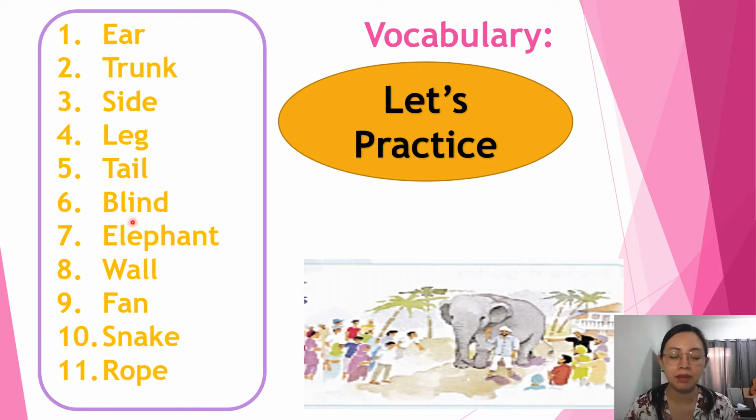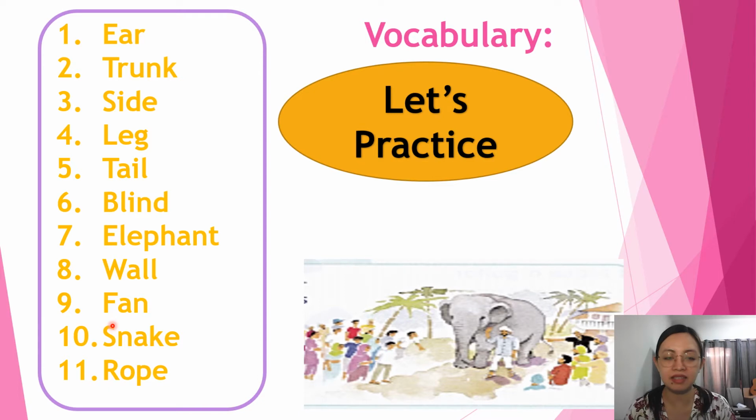Next word, blind. Will you repeat? Blind. So the men in the story are blind. Next, elephant. Will you say it again? Elephant. So the elephant is the animal character. It is very big. Wall. Will you repeat? Wall. Very good. So when the blind man touched the side of the elephant, it felt like a wall.